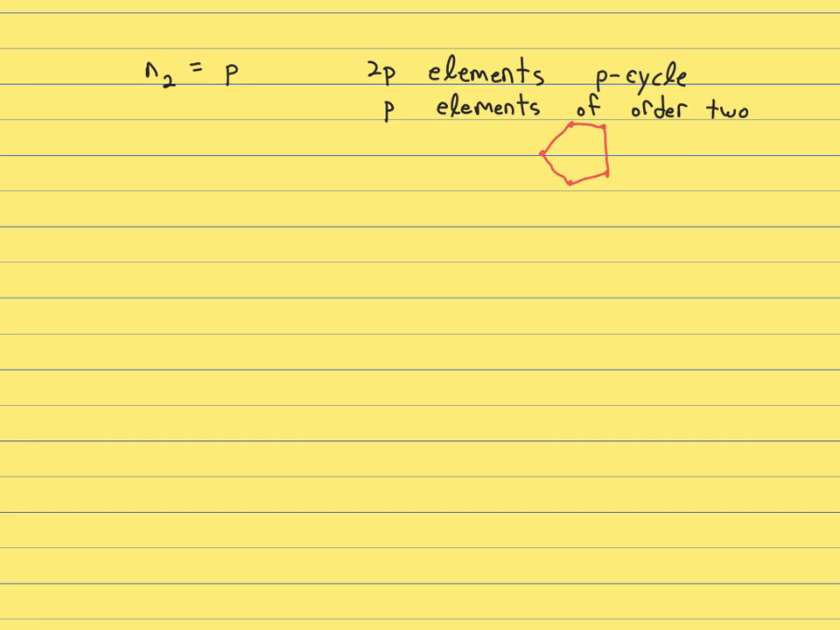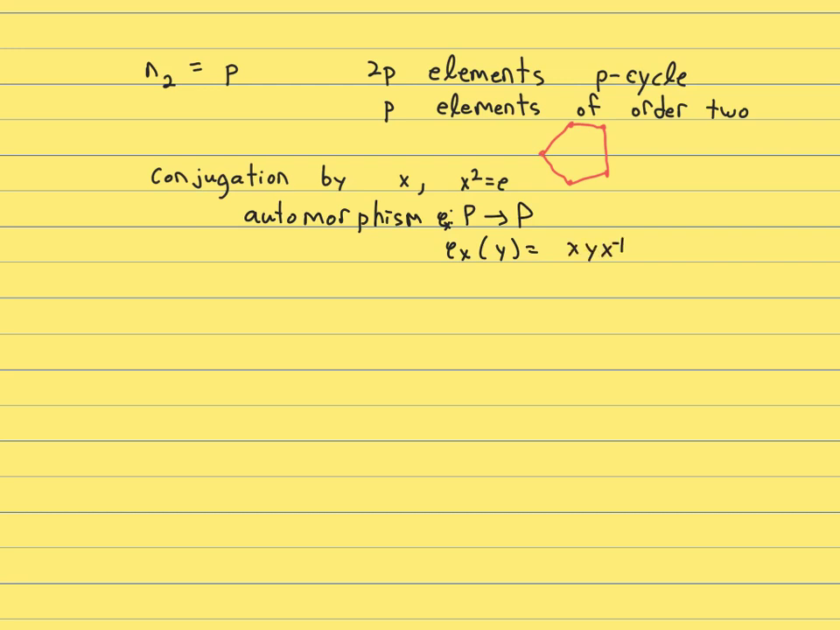So let's point out that conjugation by x, so we know there exists an element of order 2. So we have conjugation by x squared is the identity. This is an automorphism on our Sylow P subgroup. Of course, since x has order 2, x inverse is just x, so you're just multiplying x, y, x together.